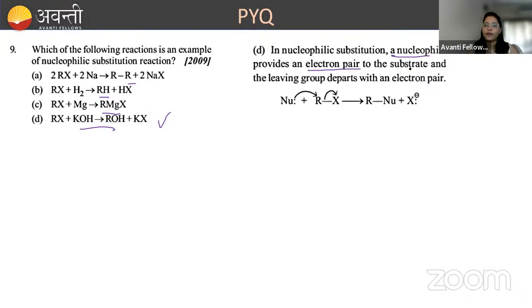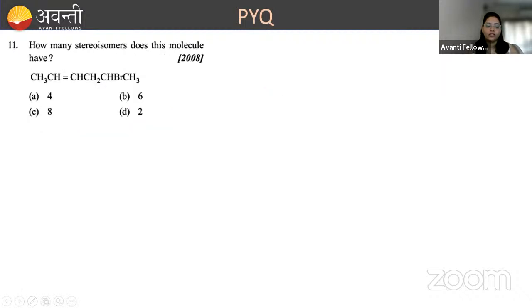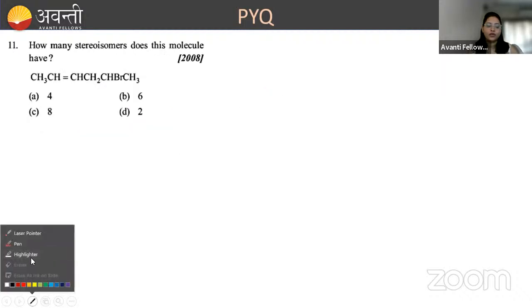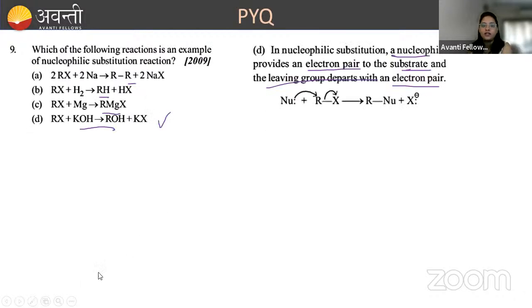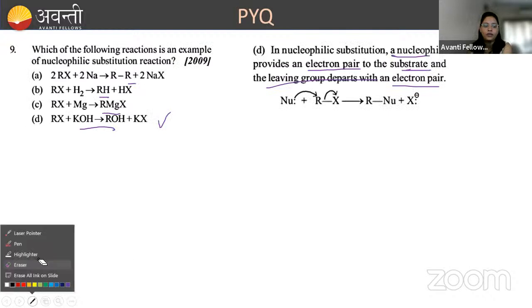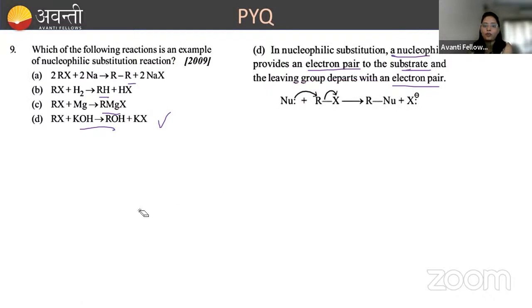The nucleophile provides an electron pair to the substrate and the leaving group departs with the electron pair. The leaving group departs with the electron pair. So this is known as nucleophilic substitution reaction. Okay, any doubt in this? Yeah, hello, any doubt in this? So now let's move on to the next problem.